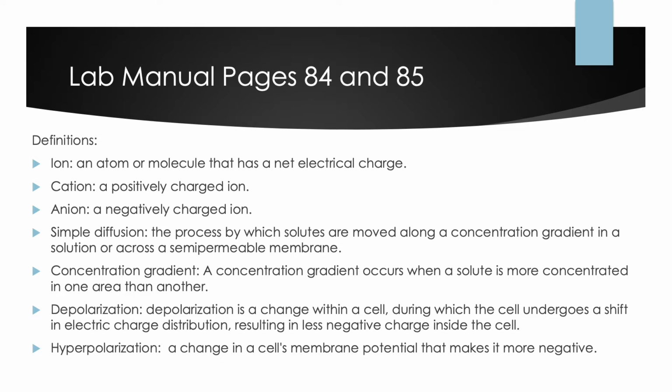Let's start with the word ion. What is an ion? An ion is an atom or molecule that has a net electrical charge. There are two types of ions that we care about today, cations and anions. A cation is a positively charged ion, and an anion is a negatively charged ion. How I like to remember the difference between cations and anions: cats make me happy, and happiness is a positive thing, and cations have a positive charge. So there you go.